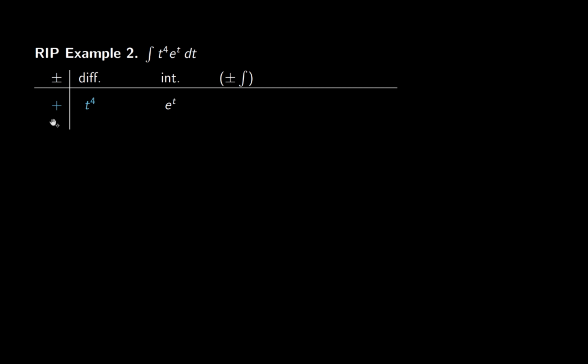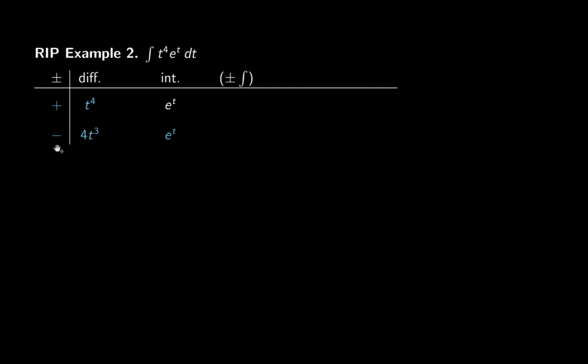Okay, for example 2 of RIP, or row integration by parts, we're going to integrate t to the 4th times e to the t. So we start with our 4 columns. Okay. Top row is going to begin with a plus sign to indicate a positive 1. I'm going to choose to differentiate t to the 4th and integrate e to the t. Okay. So notice that the top row does represent the original integral, and I don't even need to write that down, right? Because I clearly have the integrand represented here if I take the product of the 1 times the t to the 4th times e to the t.